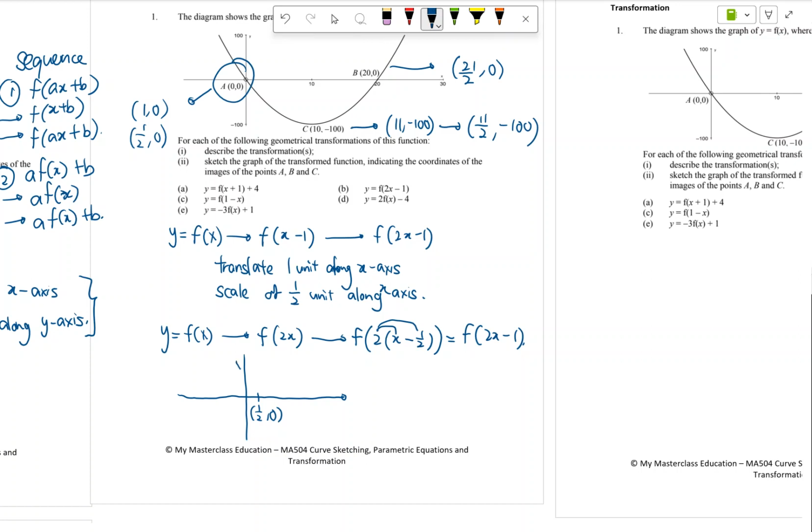So again, just like in the previous part, I told you it's better to draw the U shape first and then label (21/2, 0), as well as the c over here, that will be (11/2, -100).